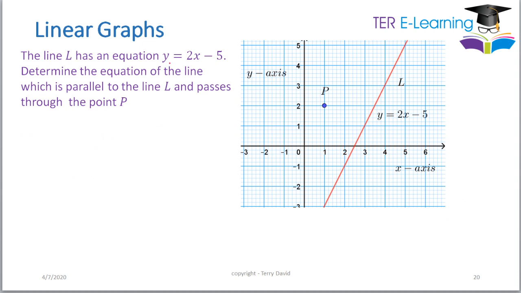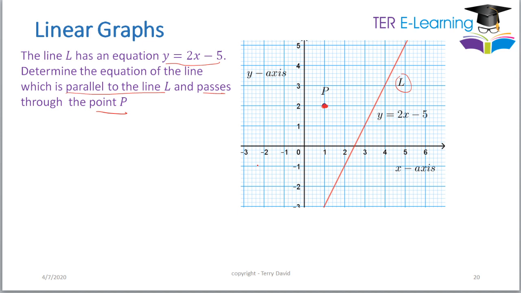So we have a line that has an equation y equal to 2x minus 5. And they want us to determine the equation of the line which is parallel to L. So L is the line that you're seeing there, but it passes through the point P. So this is the point P here. This is the line L here, this red line, right? And they want us to find the equation of the line that passes through P.